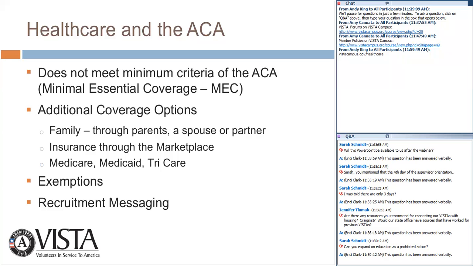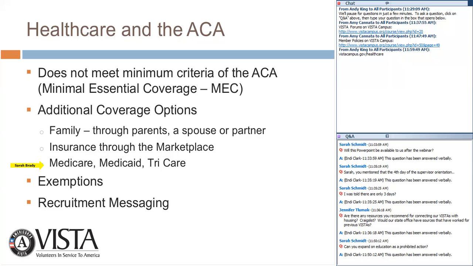Now, the insurance through the marketplace can obviously be accessed at healthcare.gov, and for Medicare and Medicaid they can also determine their eligibility through healthcare.gov. So that's really going to be the first stopping point for any VISTA member who's looking for additional coverage if in fact they can't receive that coverage through their family members.